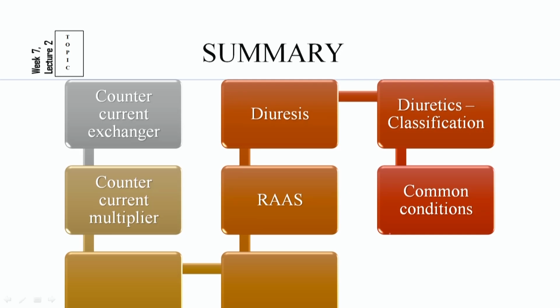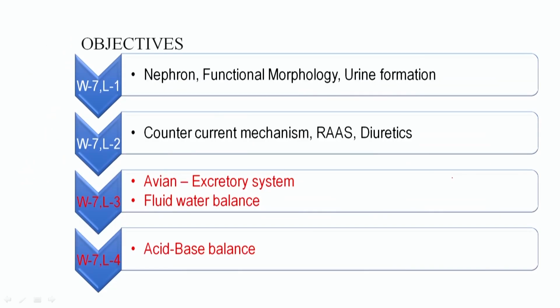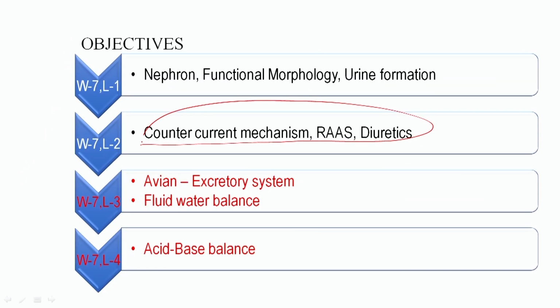So today what we have seen is the countercurrent exchanger mechanism and the countercurrent multiplier system, which come together under the countercurrent mechanism. Then the RAAS mechanism, then diuresis and the classification of diuretics, and the common conditions involved, right? So with that we finish today's topic. Thank you.